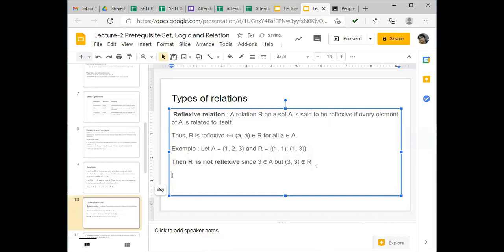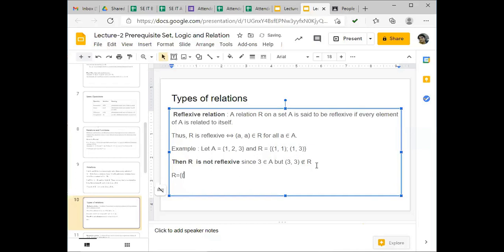Is the set R reflexive? Why is it not reflexive? Yes, Yash, very good. Yashasri, yes. Sharvari, it is... No, it is not reflexive. Very good. But why is it not reflexive? Because every element is not related to itself.